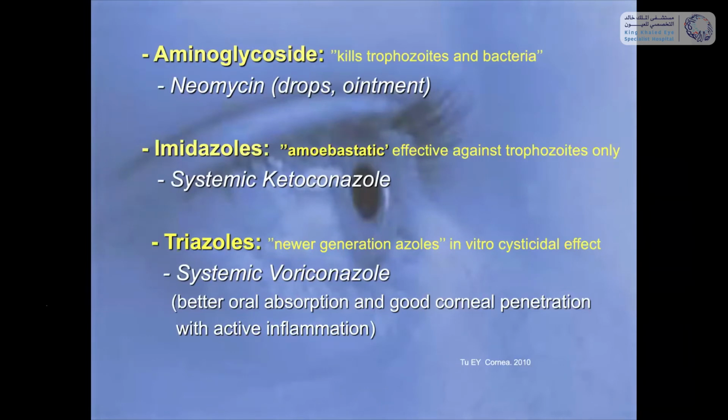Now there is a new generation of azoles, which is triazole. This has an in vitro cysticidal effect. One of them is systemic voriconazole. Voriconazole is now replacing the use of ketoconazole and itraconazole in the management of Acanthamoeba because it has a better oral absorption and good corneal penetration in inflamed cornea.